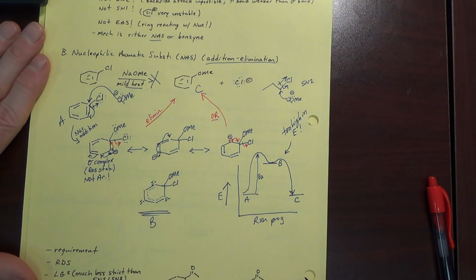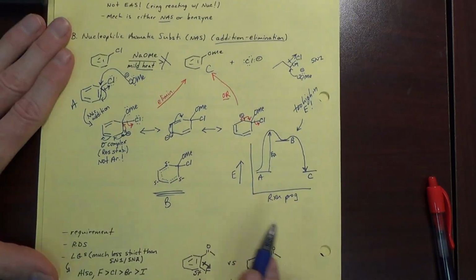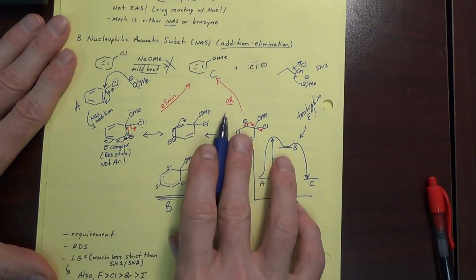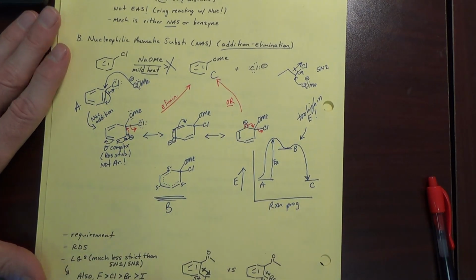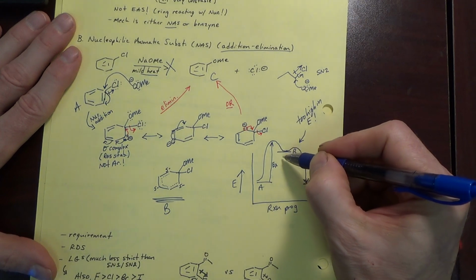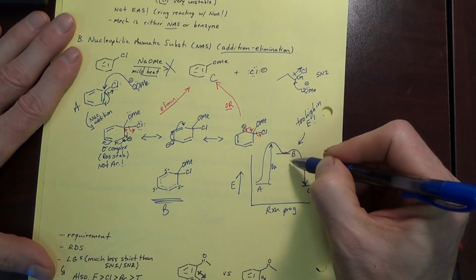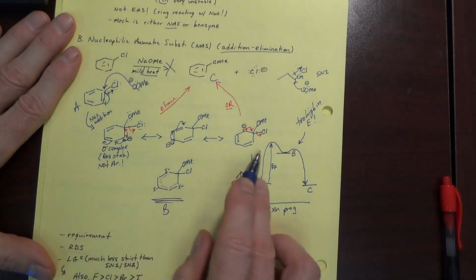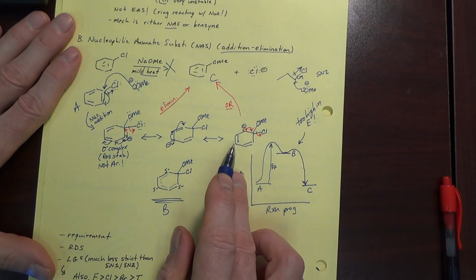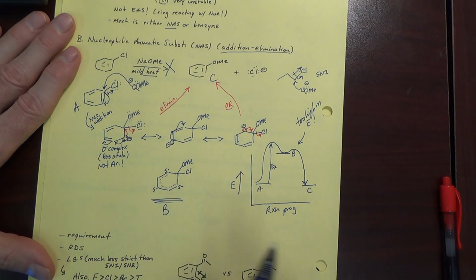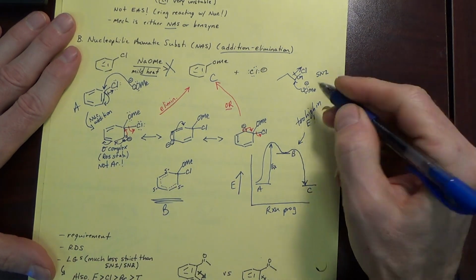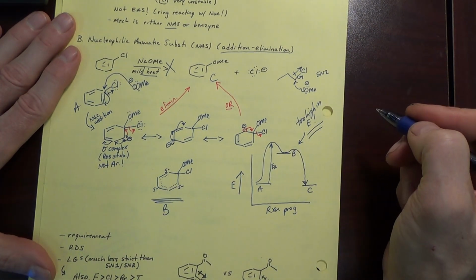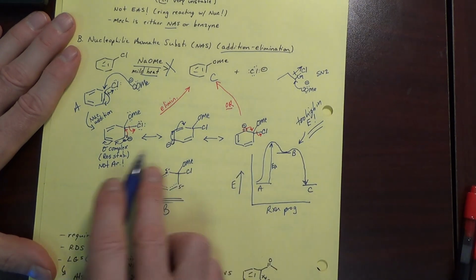Can any NAS mechanism take place? Can this mechanism take place at any time? Yes. We need to lower the energy of the intermediate. Well, it's already resonance stabilized. You would think, well, it looks kind of stable to me. Apparently not. It doesn't happen. Apparently it's too high in energy. How can we stabilize this intermediate further?